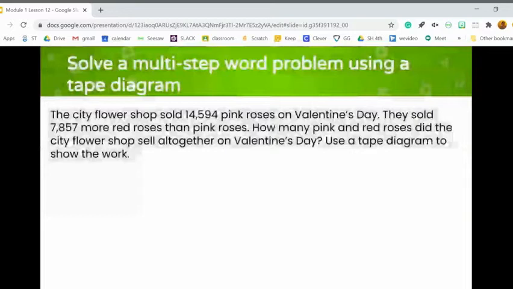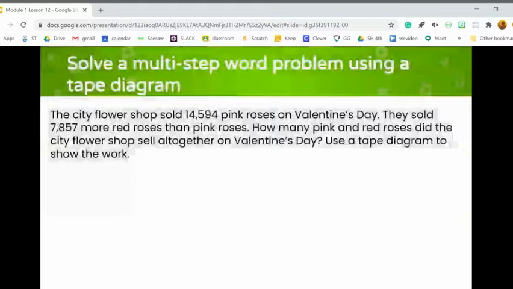The City Flower Shop sold 14,594 pink roses on Valentine's Day. They sold 7,857 more red roses than pink roses. How many pink and red roses did the City Flower Shop sell altogether on Valentine's Day? Use a tape diagram to show the work. Well, first, when we read the problem, we're going to see what information we know.